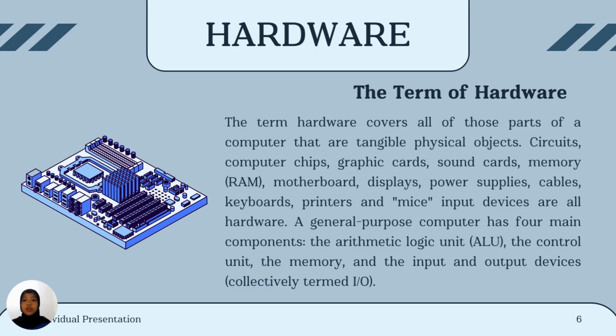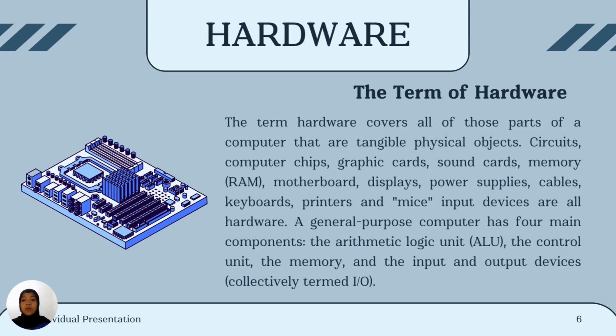A general purpose computer has four main components: the arithmetic logic unit or ALU, the control unit, the memory, and the input and output devices, collectively termed I/O. These parts are interconnected by buses, often made of groups of wires.